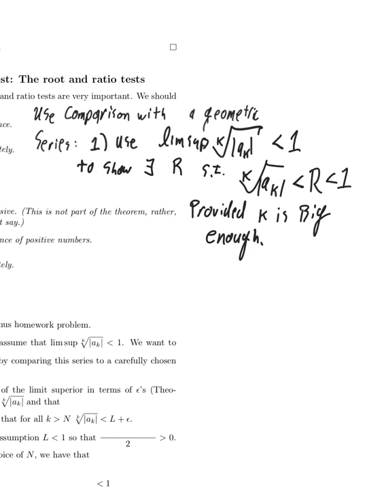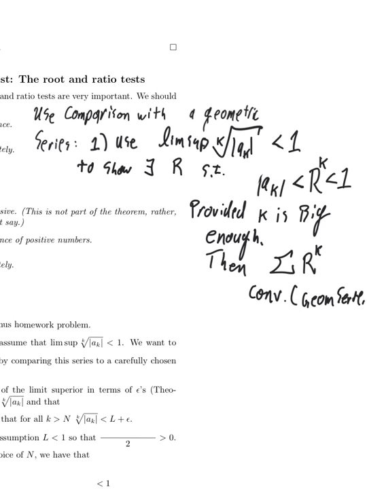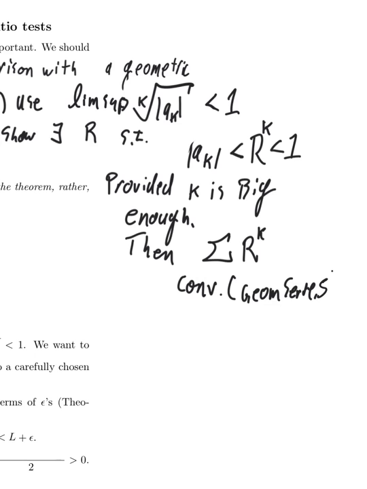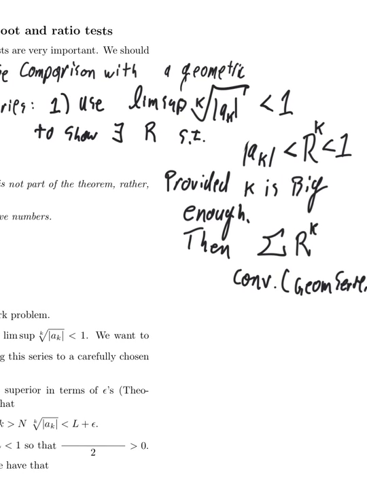And then what can we do? Well, we want to get rid of that kth root. We want to understand a_k itself. So we'll do exactly that by raising both sides to the kth power. So we'll get that conclusion, provided k is big enough. Oh, hey, but check this out. Then this thing converges. It's a geometric series. And eventually a_k is less than r to the k.